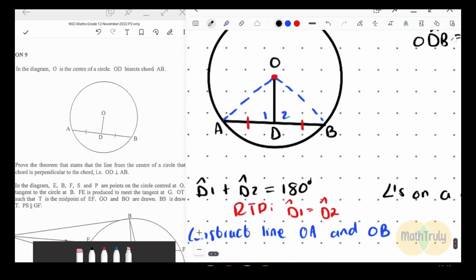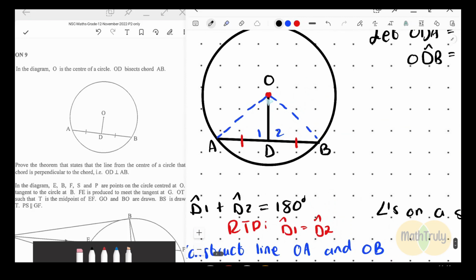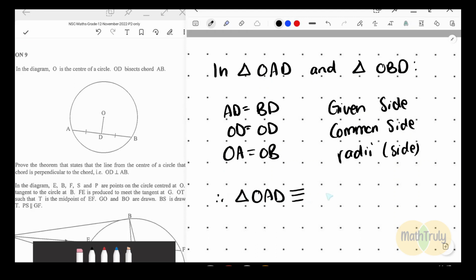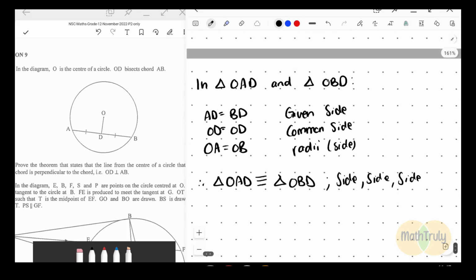The last thing that is equal in these two triangles is OA, which is a radius, and OB is also a radius, because they are both drawn from the center of the circle to the circumference. So we can say that OA is equal to OB because radii are equal, which is also a side. Therefore triangle OAD is congruent to triangle OBD because of side, side, side, because we have three corresponding sides being equal.